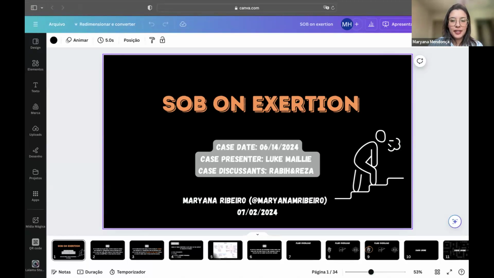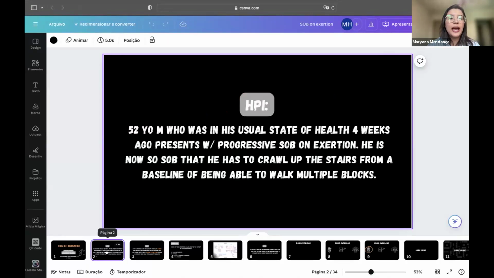So let's start. As HPI, we had a 52-year-old male who was in his usual state of health until 4 weeks before the presentation. And then he started to complain of progressive shortness of breath on exertion. He was so short of breath that he had to crawl up the stairs, from a baseline of being able to walk multiple blocks.